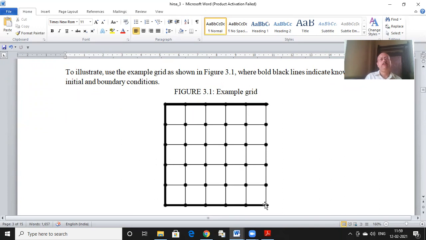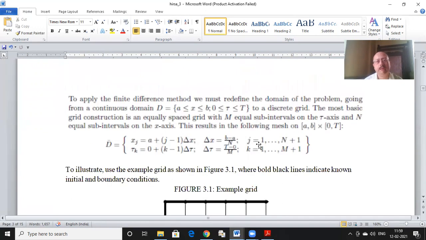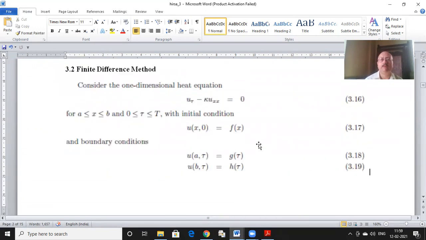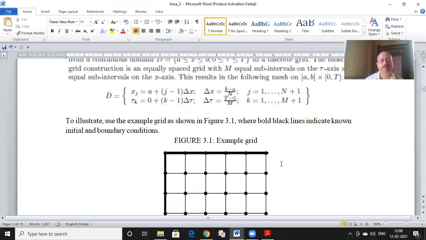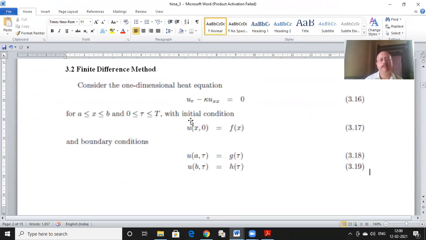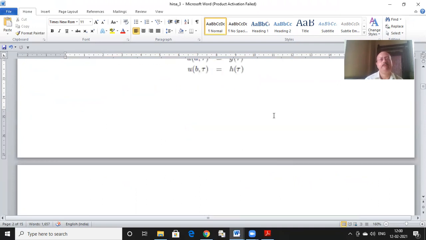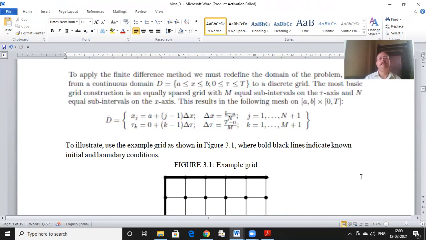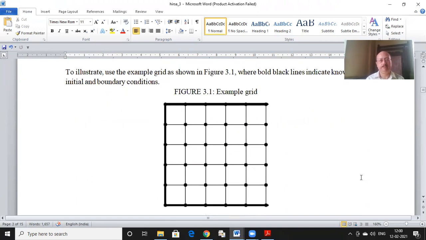It is assumed that these functions are supplied to us. These are known initial and boundary conditions. So when I start computing, I know the functions f, g, and h. These are supplied to me. I know f, g, and h, and I know this equation. Then this is the starting point for my numerical analysis.